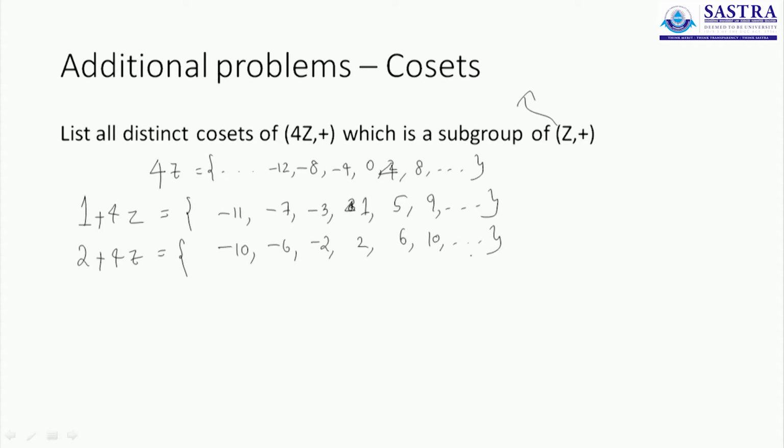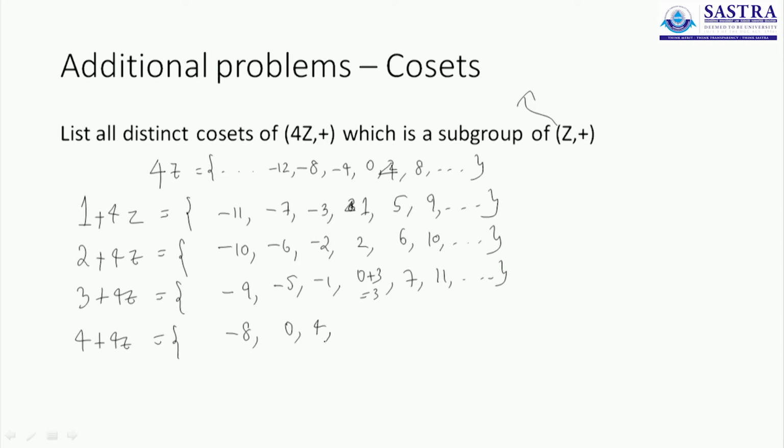This is another coset. Now what about 3 plus 4Z? 3 and minus 12 is minus 9, 3 and minus 8 is minus 5, 3 and minus 4 is minus 1, 3 and 0 is 3, 3 and 4 is 7, 3 and 8 is 11. Now for the last part, what about 4 plus 4Z? 4 and minus 12 is minus 8, 4 and minus 4 is 0, 4 and 0 is 4, 4 and 4 is 8, 4 and 8 is 12, and so on and so forth.